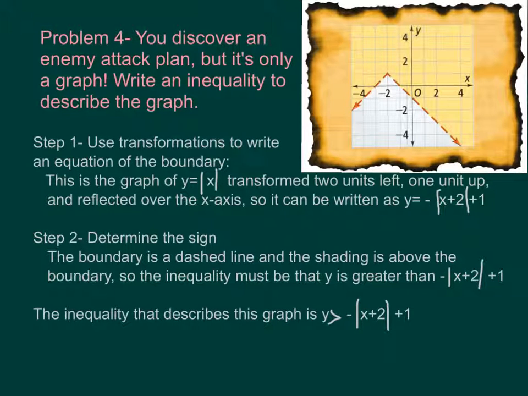Our next step will be to determine the sign to make this equation an inequality. The boundary is a dashed line, and the shading is above the boundary, so the inequality must be that y is greater than -|x + 2| + 1. So, our solution, the inequality that describes this graph, is y > -|x + 2| + 1.